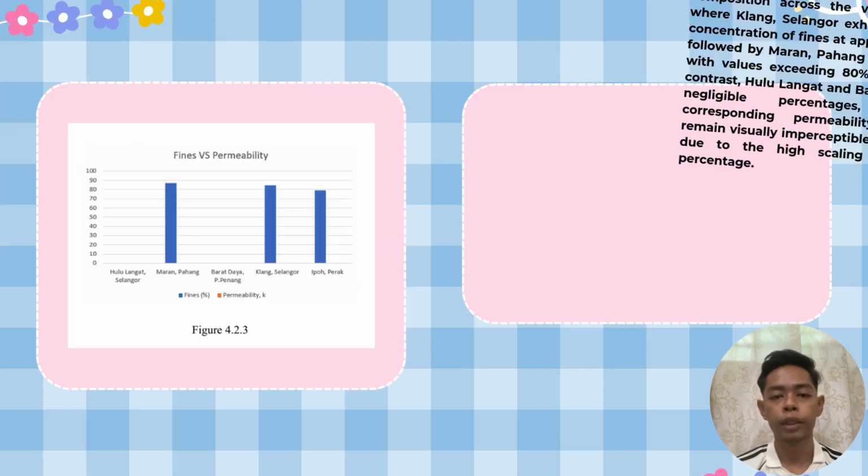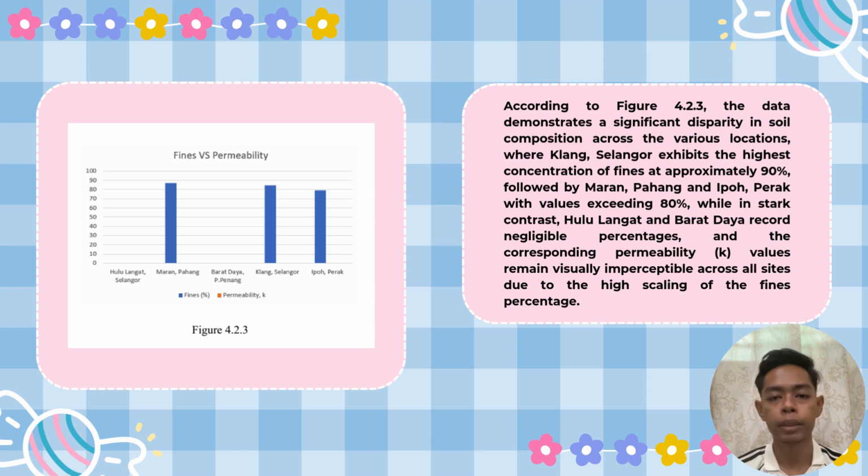Okay, based on figure 4.2.3, the percentage of fines is highest at Klang, followed by Maran and Ipoh. Hulu Langat and Barat Daya show very low fines content. The permeability values are very small and not clearly visible on the graph. This shows that soil composition or flow properties are different at each location.